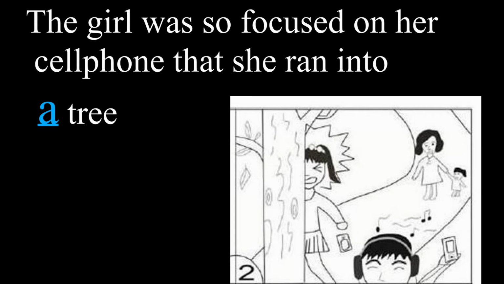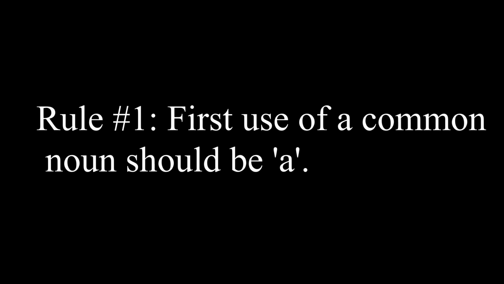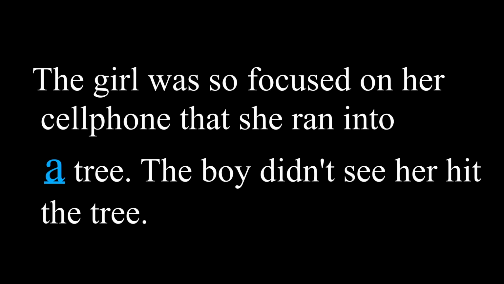Okay, so the thing here is that we use a for the first use with a common noun. So the first use of a common noun should be a. So in this case, she ran into a tree. That's the first time we've discussed this tree. So we will say it is a tree, okay? On the second time, we will use the.